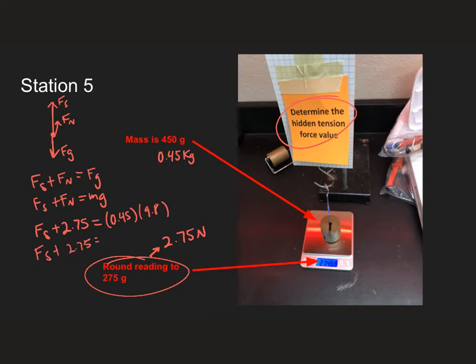So if I multiply the 0.45 times 9.8, we get 4.41. So if I solve for spring force here, it's 4.41 minus 2.75, and you should get a spring force of somewhere around 1.66 newtons. That's what I would read if I flip this card up and I read the scale, somewhere very close to 1.66 newtons.